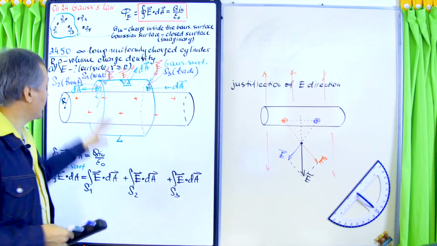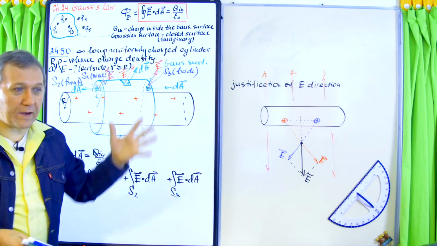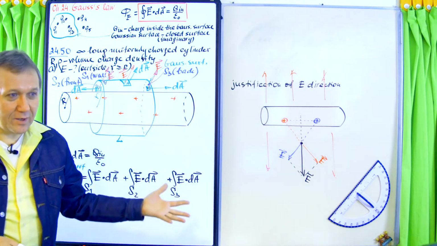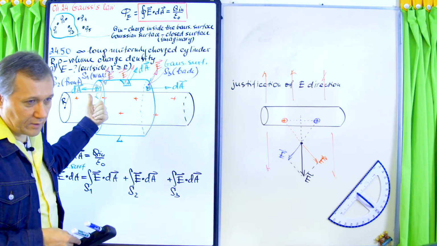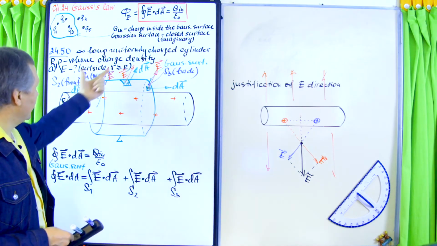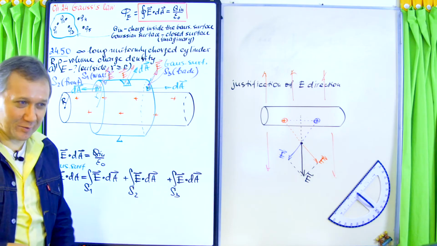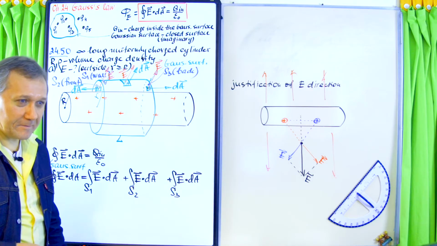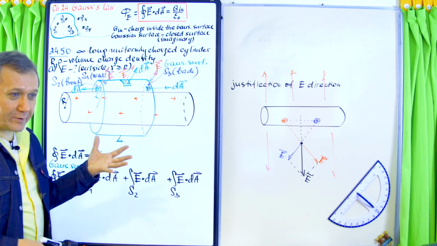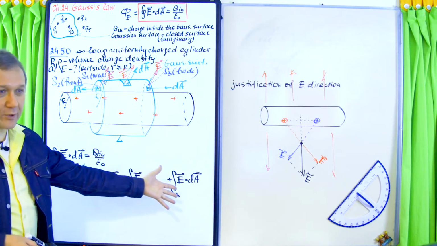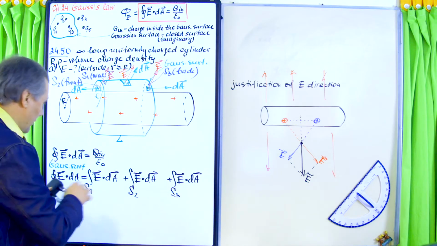Because I sometimes see students getting used to the fact that the electric field and area vector are in the same direction most of the time, but no. In this case, it's not that situation. Here, the electric field and dA are perpendicular to each other. All right. Okay, so now, if you agree with that, then we are ready to start evaluating these integrals.